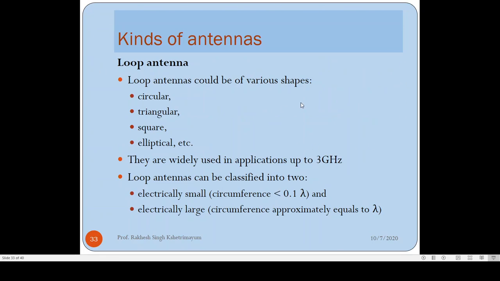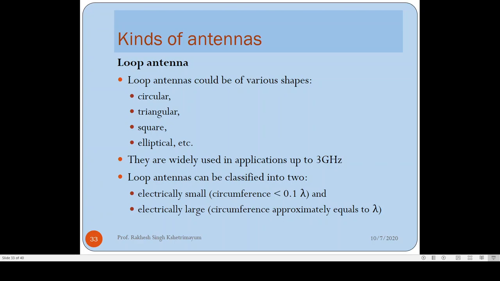You can also analyze one simple antenna, which is called the loop antenna. In the olden days we had CRT-based TVs; nowadays we don't have a TV with a flat screen, we usually have a TV with a CRT. In that case, people usually use antennas which are called loop antennas.